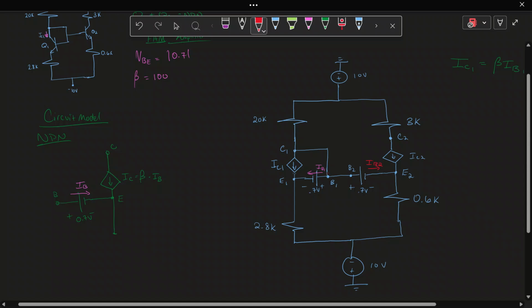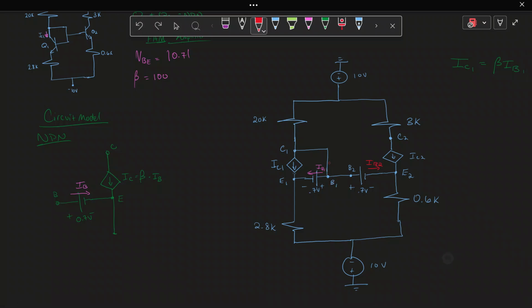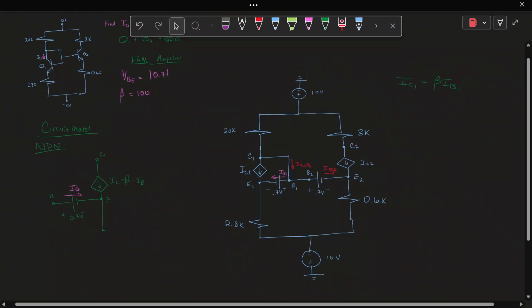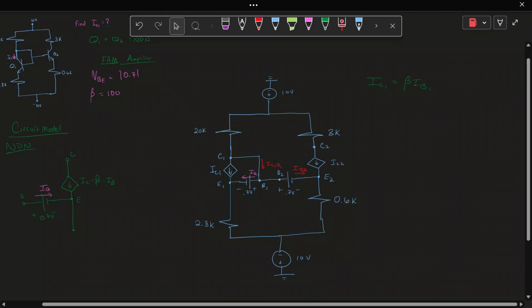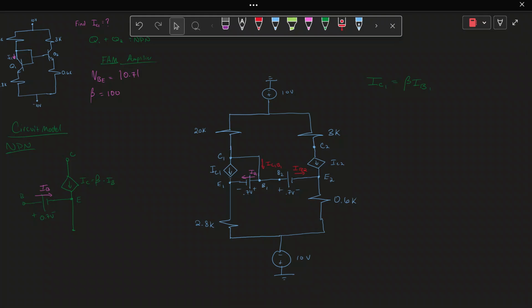That means we have, of course, we know there's a node here. That means there's a current flowing through here that I'll label IC1B1. Okay? This can become a little bit messy, especially if you have a lot of variables that you need to have initialized and put into equations, but this is what needs to be done.